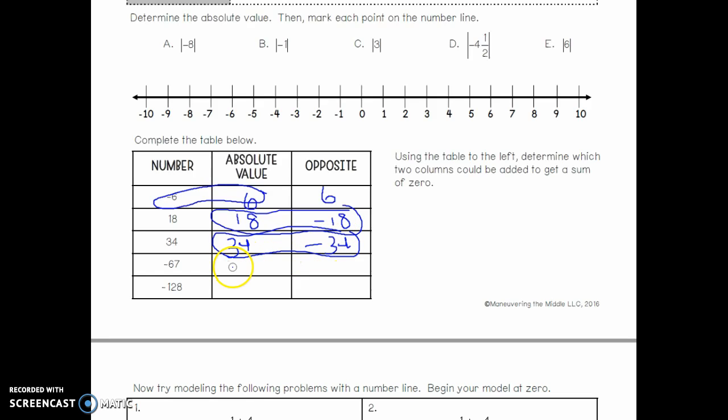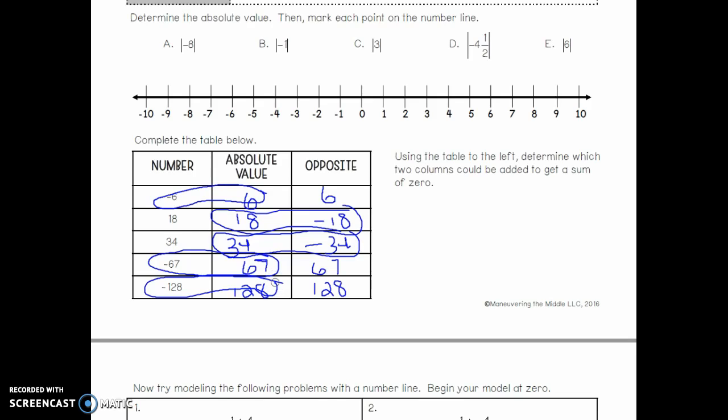The absolute value of negative 67 is positive 67. And right away I know I can add those two together. And the opposite of negative 67 again is positive 67. The absolute value of negative 128 is positive 128. And the opposite of that is also 128. So I can add these two together to get 0 pairs.